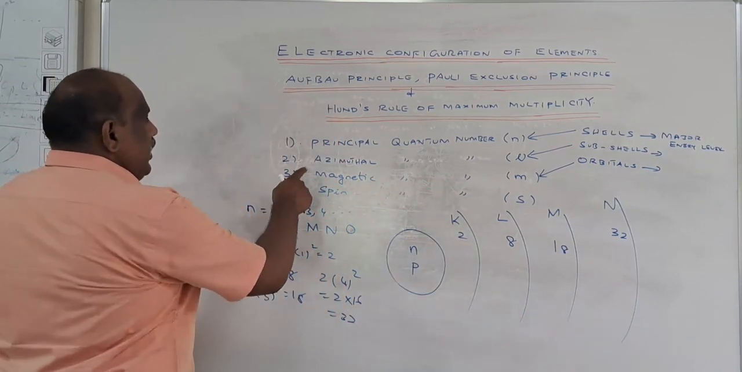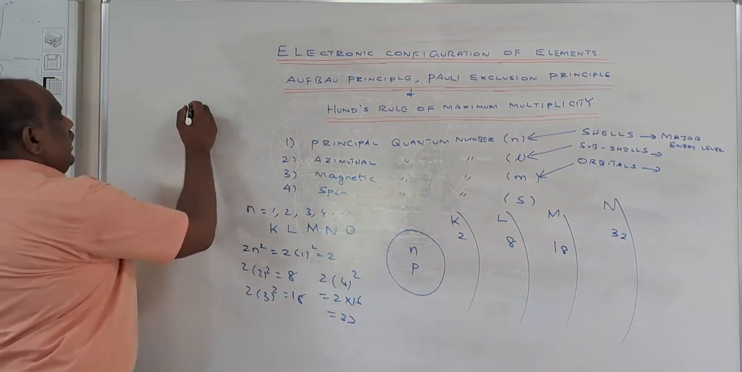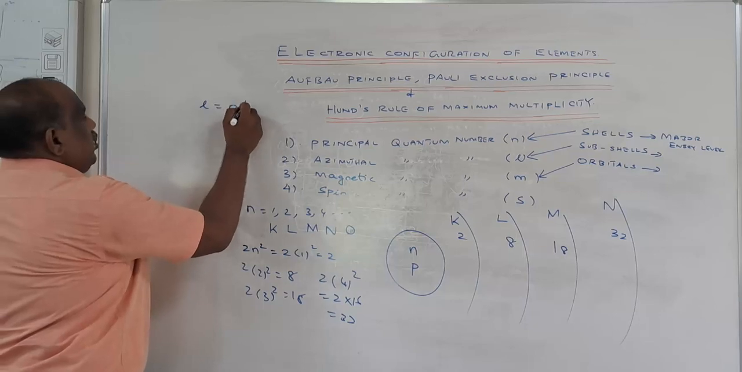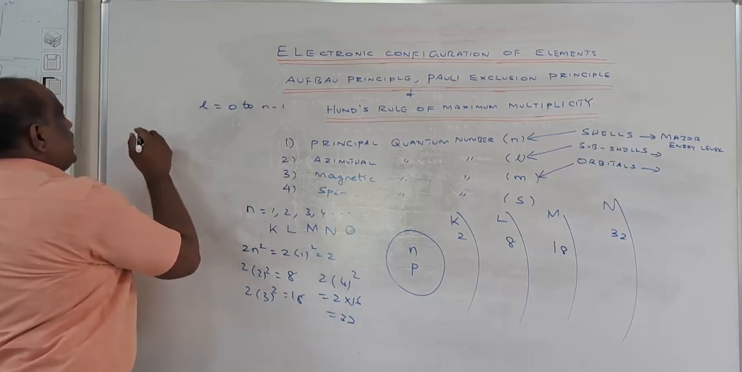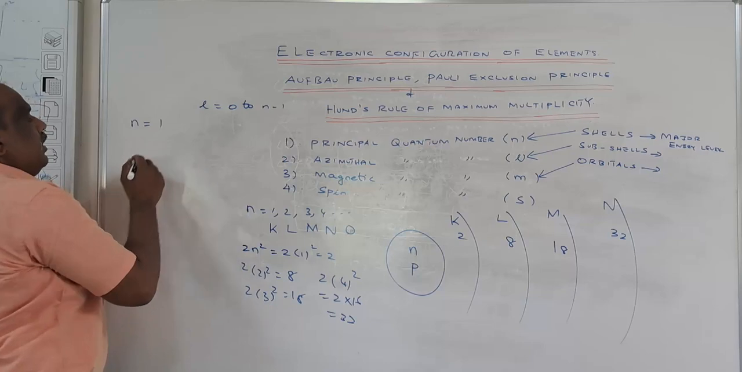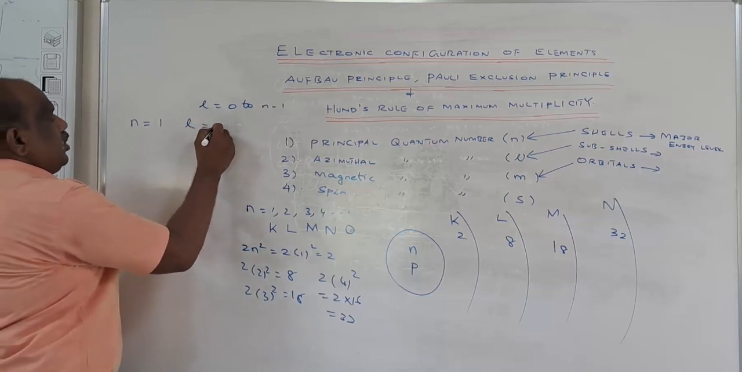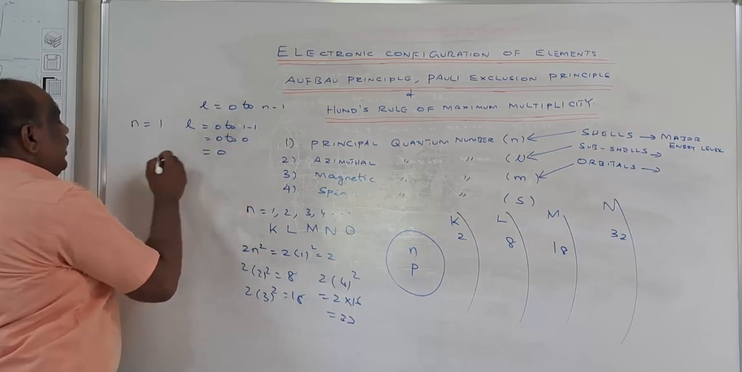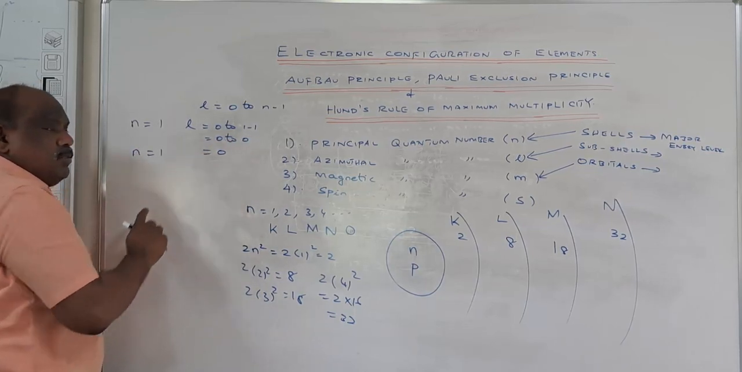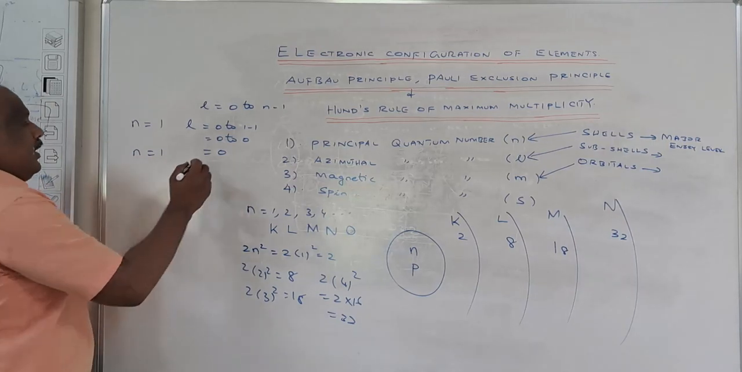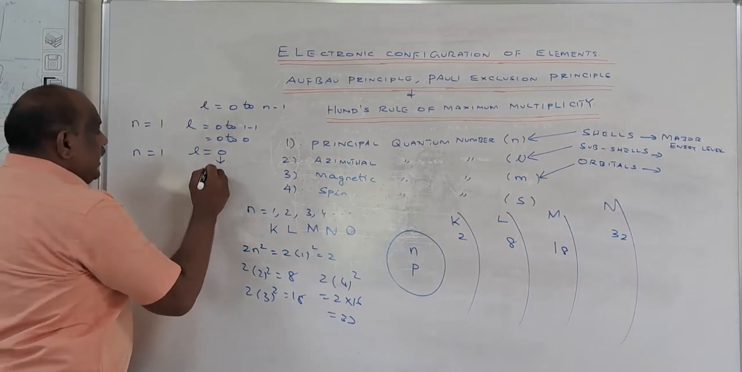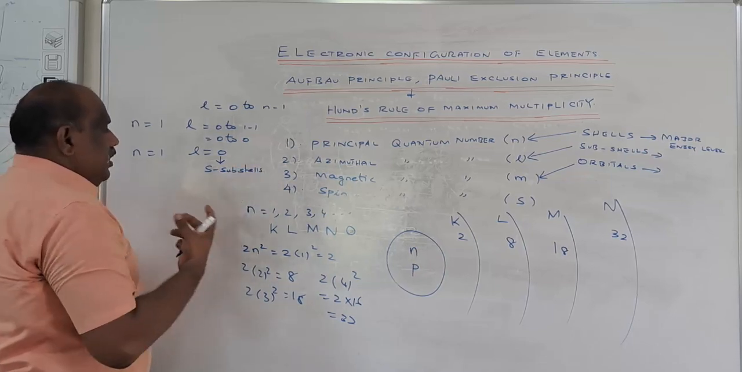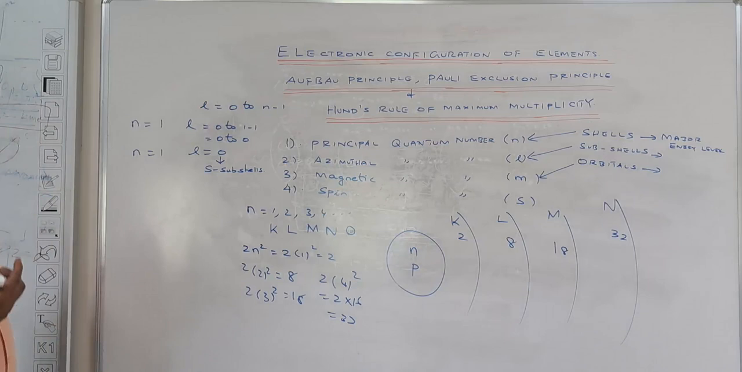The formula for finding the azimuthal quantum number is: if I know n, I can find l. So l is given by 0 to n minus 1. Let us take the value of n as 1 and find the value of l. It is 0 to 1 minus 1, which is 0 to 0, nothing but 0. So when n equals 1, the number of subshells is only 1. When l equals 0, it is called the s subshell. This is based on the shape of the electron cloud. Here it will be a spherical shape.